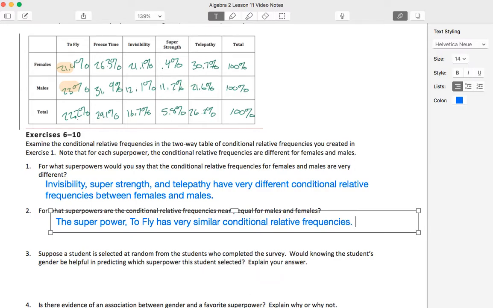So a lot of you can just make the association by looking at the percentages, but it's helpful to put in which frequencies tell you this, because that's the reason why we're studying each different type of frequency, conditional relative frequencies. Remember, we got these percentages because we took the number of females who chose to fly and divided it by the total number of females.